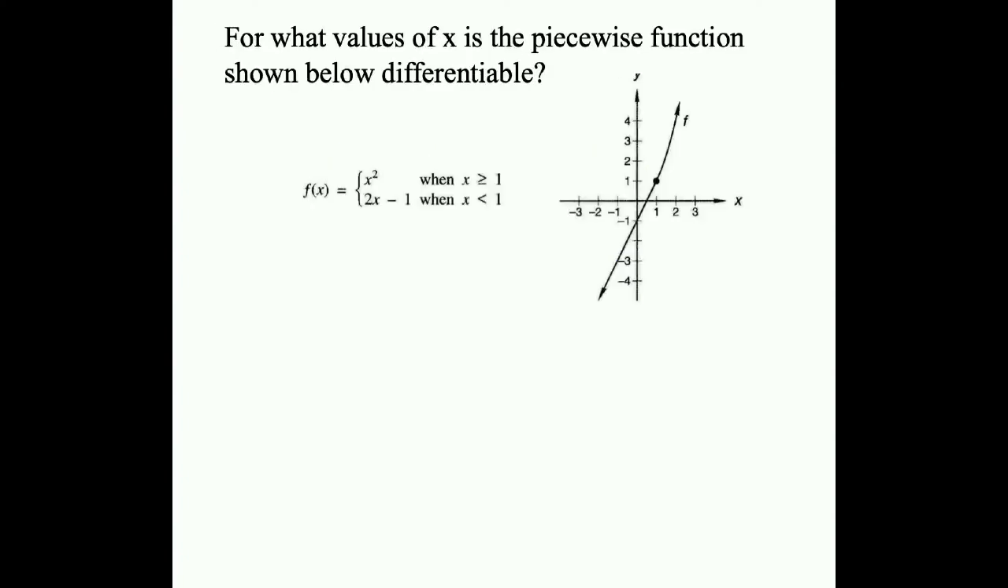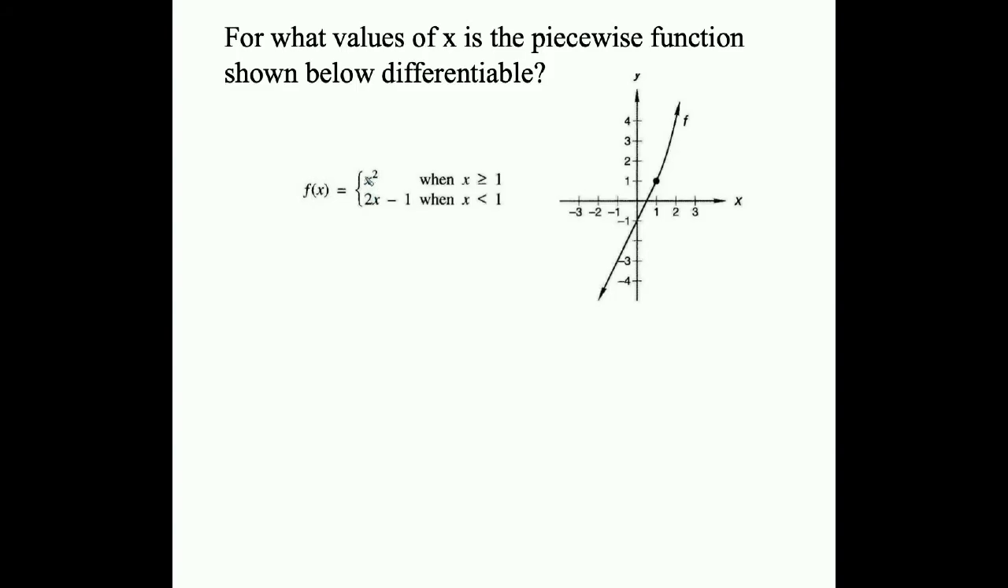All right, jumping to the next example. For what values of x is the piecewise function shown below differentiable? So for what values of x is this differentiable? Well, let's just think about these individual functions at first. X squared, it's a parabola, that's always differentiable. It's a polynomial, it's always differentiable. 2x minus 1, that's a line, that's always differentiable. The slope, in fact, is always 2.